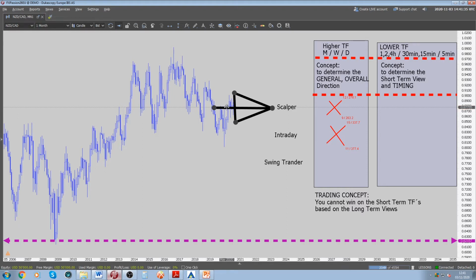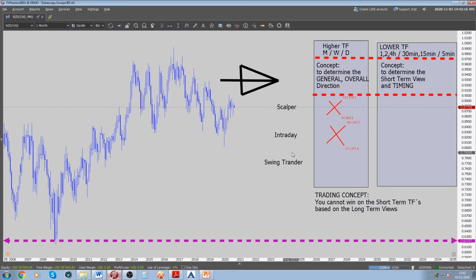Oh, but you said that the higher time frame controls the smaller time frame. Yes, but this is another story. So learning today about the higher time frames and the lower time frames, just learn this. With the higher time frame, we are going to determine the general overall direction. But talking about timing, when is the right time to enter, we're going to use the 1, 2, 4 hour, 30 minute, 5-minute charts to determine the short-term view and timing.